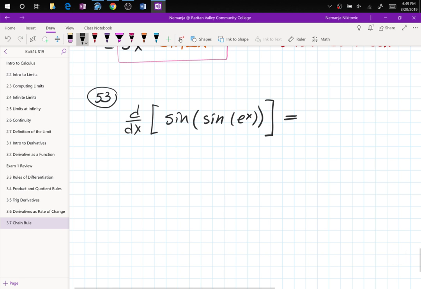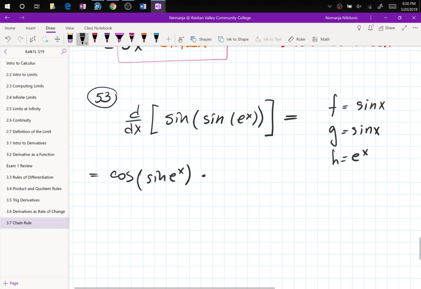What is my F over here? Sine x. Okay, how about G? Sine x. And how about H? x. Good. Thank you. So the derivative of sine is cosine with sine e to the x plugged in, times the derivative of the inside, which is a cosine of e to the x, times the derivative of e to the x, which is itself.